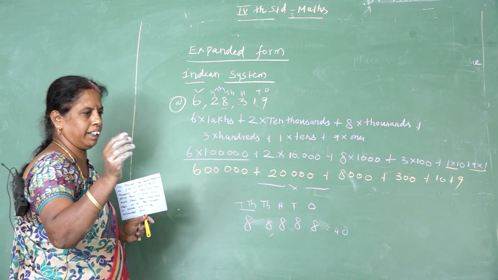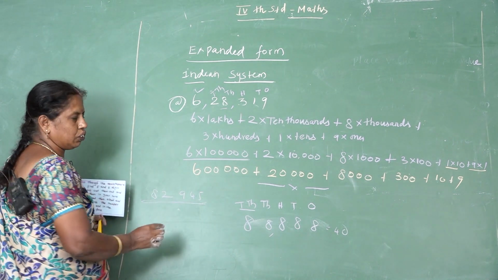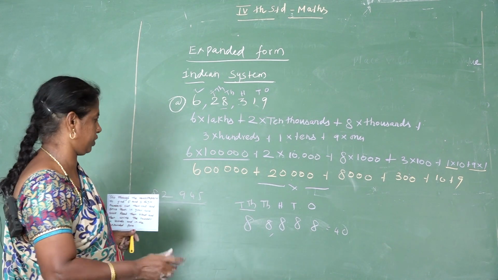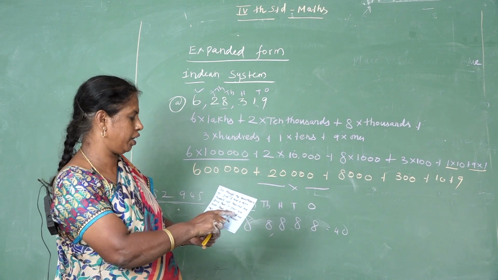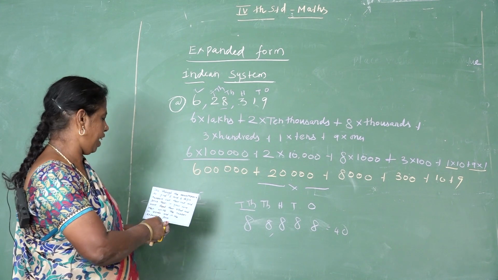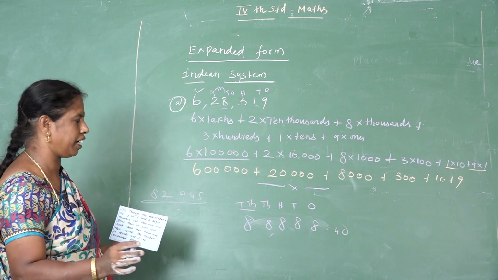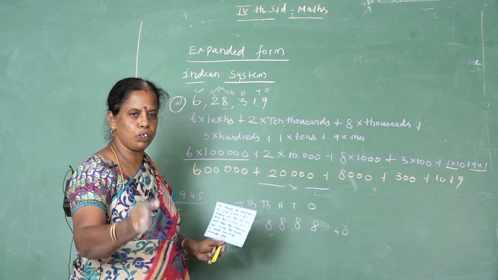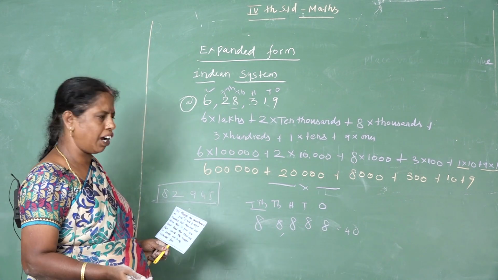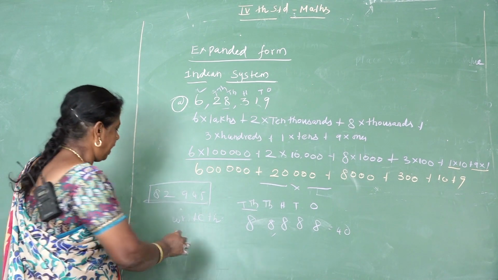For example, in Tamil Nadu, 82,945 persons are affected. So find any 5 or 6-digit number in the newspaper, then cut it out and stick it in your notebook. After that, read the numbers aloud, write the number name, and then write the number in the expanded form also.